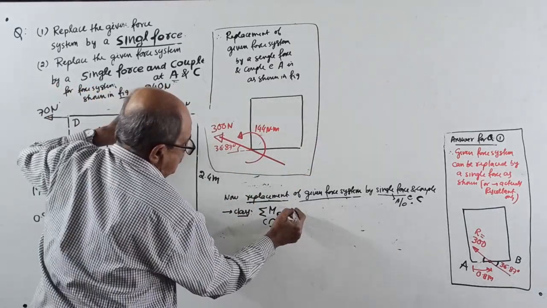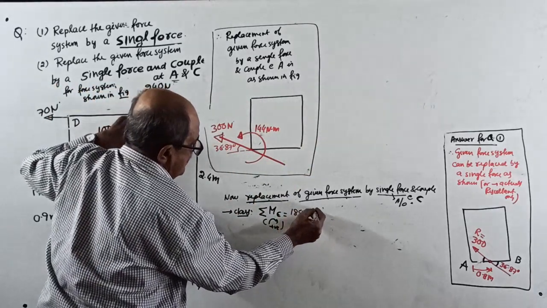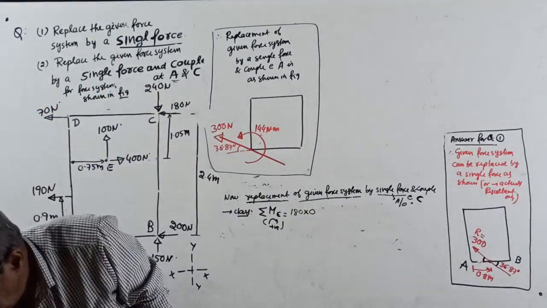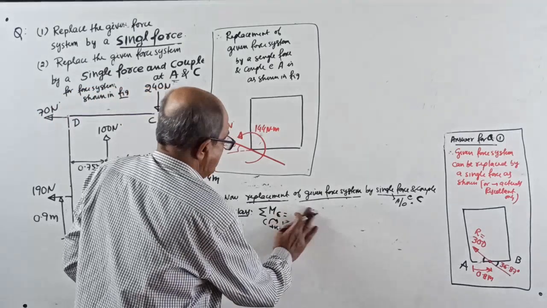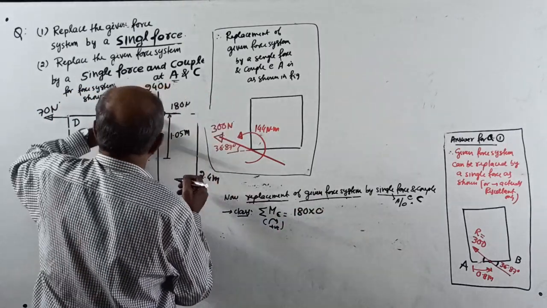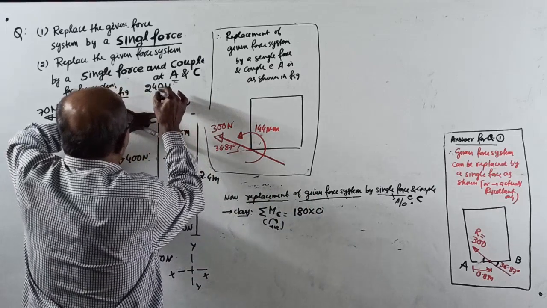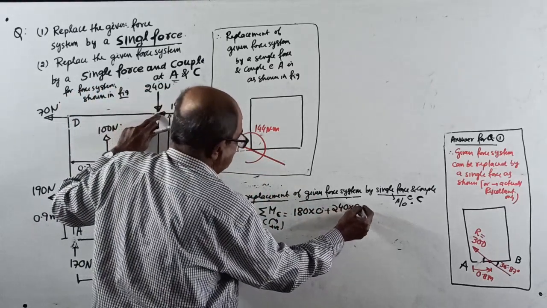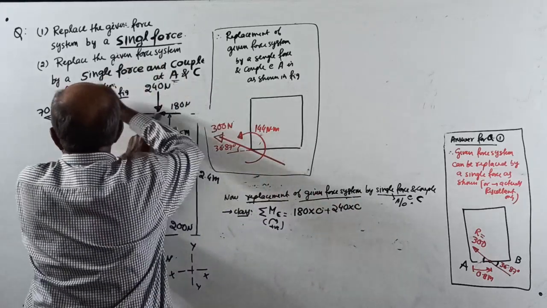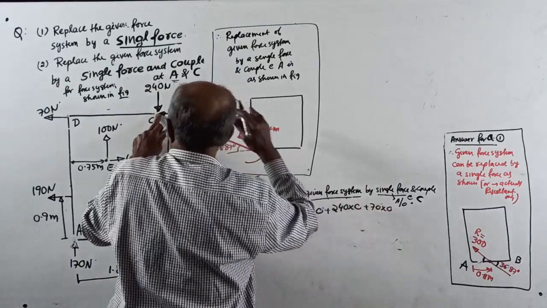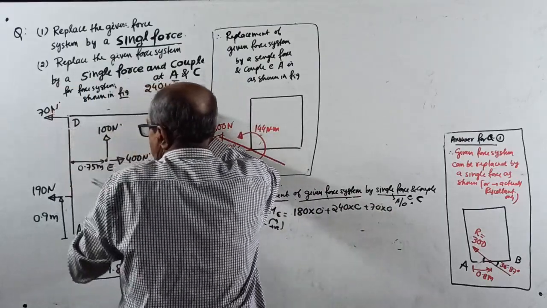180 into 0. This is not writing properly, we'll change the pen. I have to put the ink. I'll manage. 180 into 0. See here, moment about C. 180 into 0, 240 also into 0. 0 means plus. Now I'll come this side. 70 also into 0.